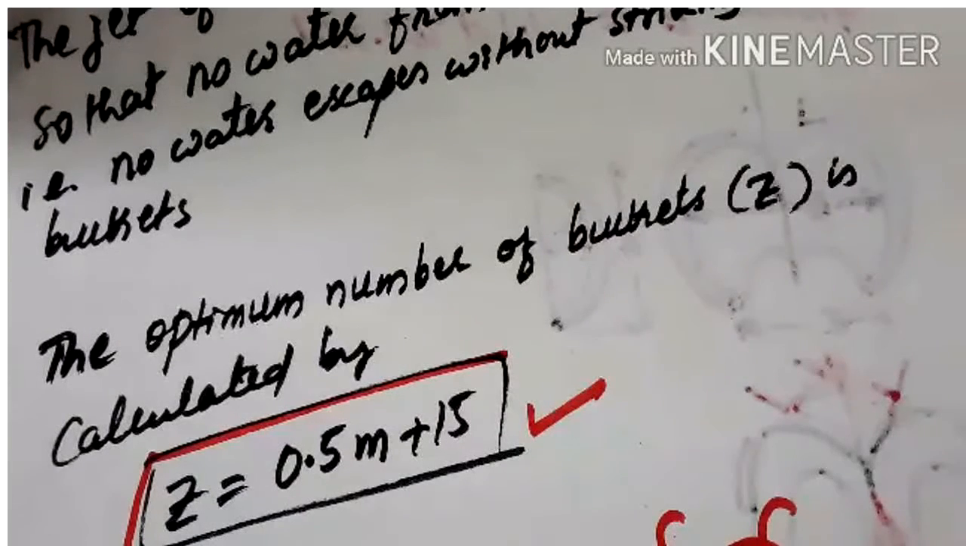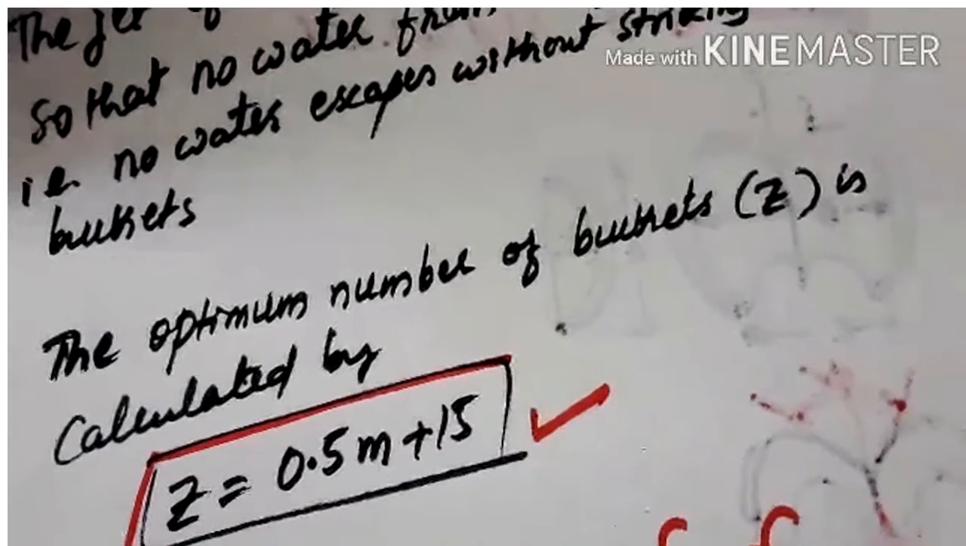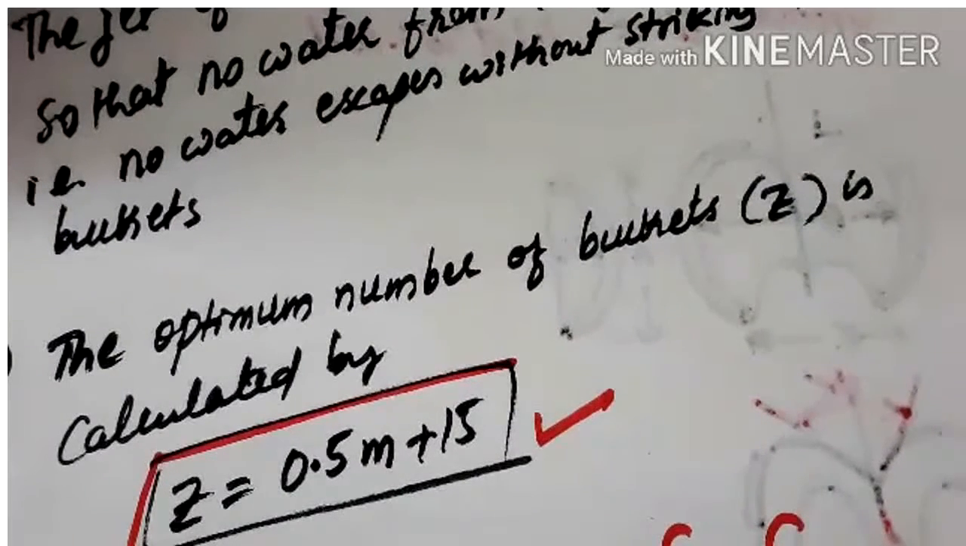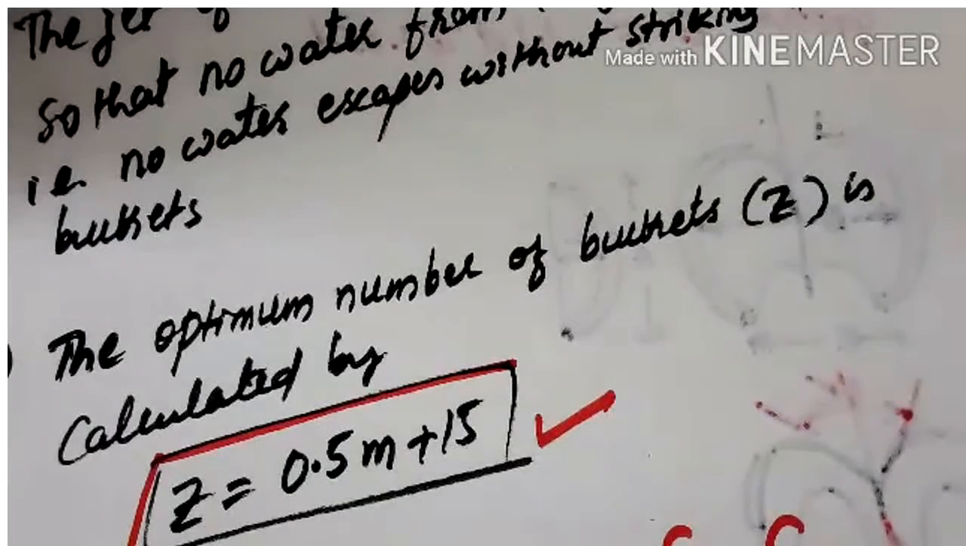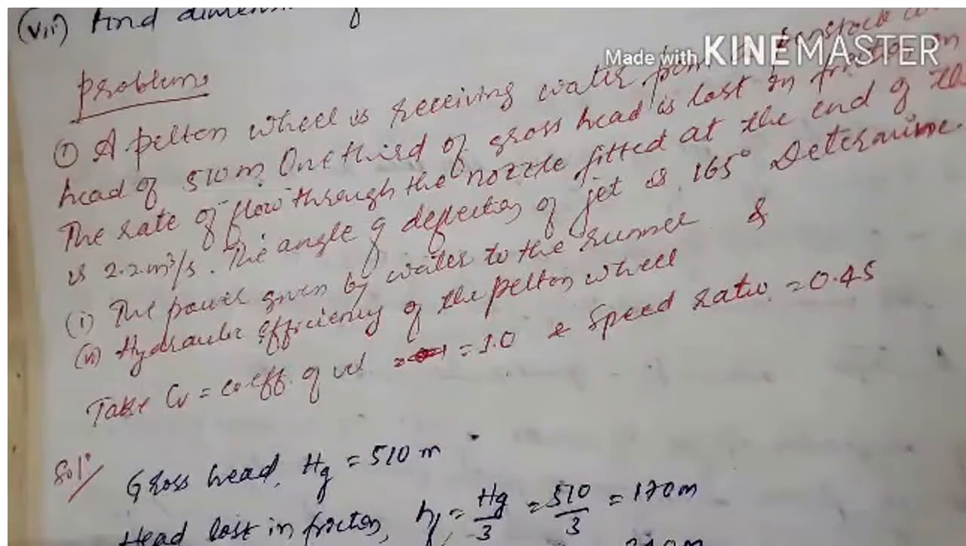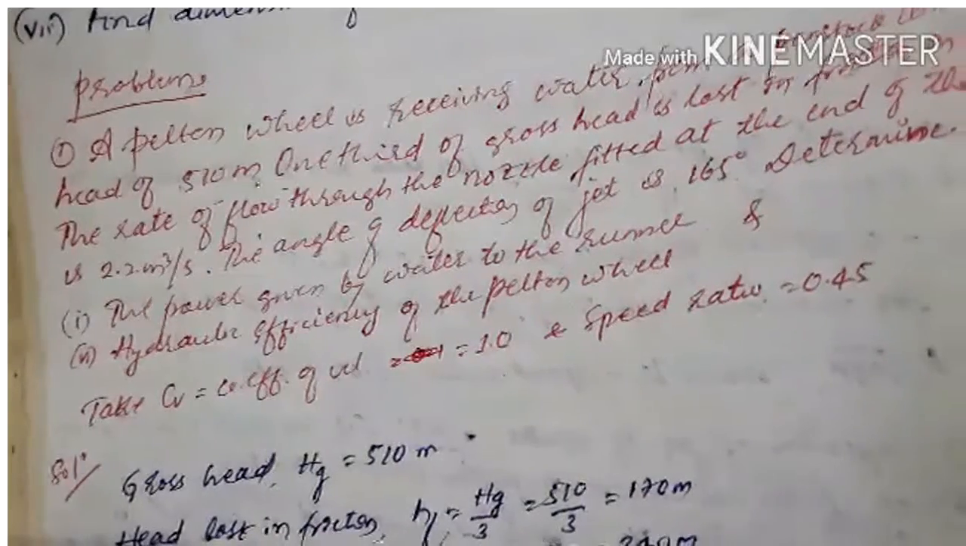I hope you understood these working proportions. In the next class I will be solving a problem on the velocity triangle as well as design problems. I hope you understood these things. Now, one numerical problem, an analysis problem on the Pelton wheel.